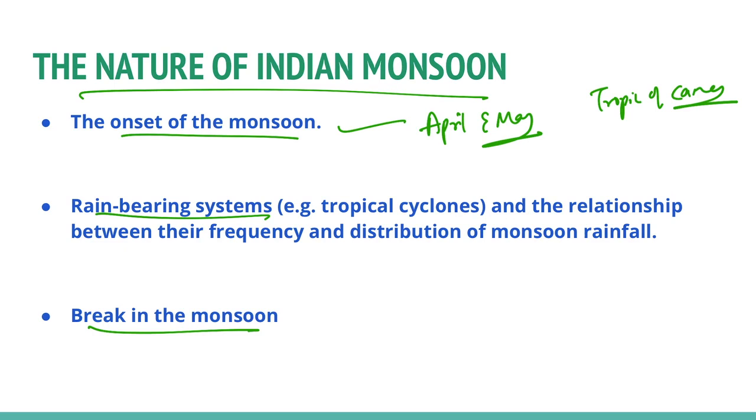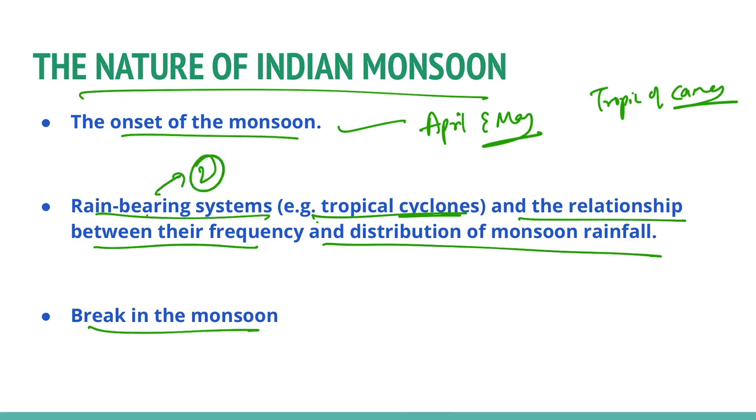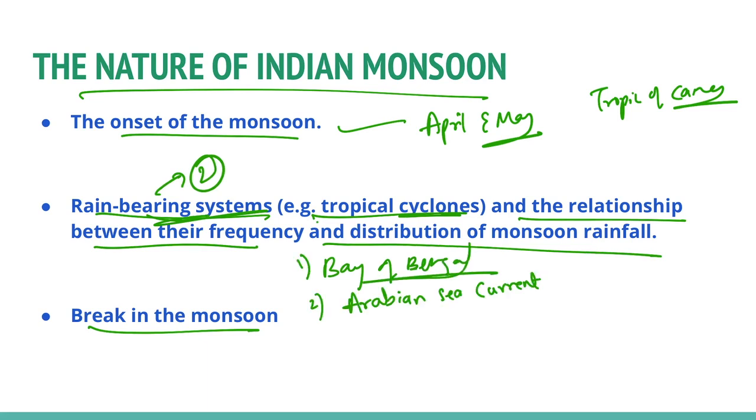Rain bearing systems and rainfall distribution. For example, tropical cyclones and the relationship between their frequency and the distribution of monsoon rainfall. There seem to be two rain bearing systems in India. First, those that originate in the Bay of Bengal, which cause rainfall over the plains of North India. And secondly, the Arabian Sea current of the southwest monsoon, which brings rain to the west coast of India.